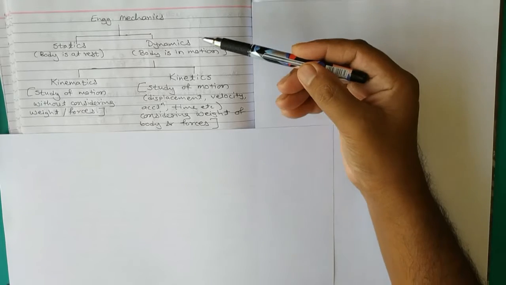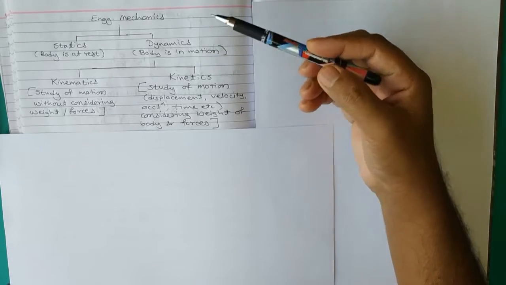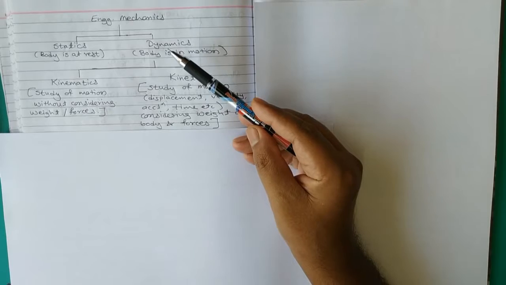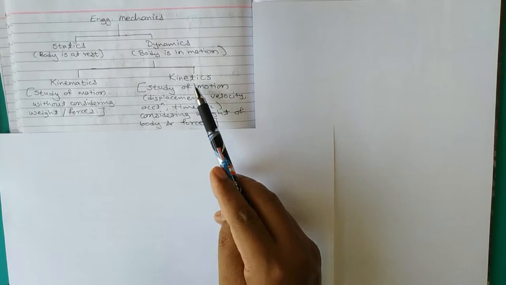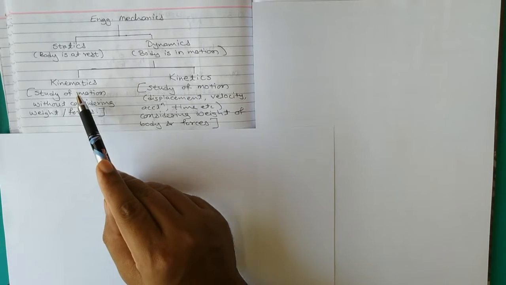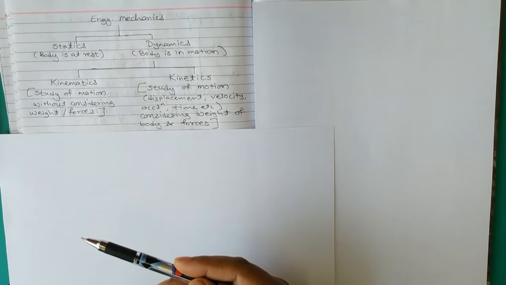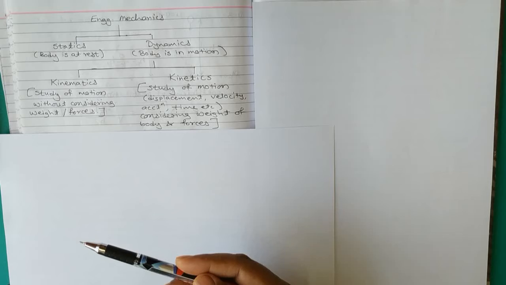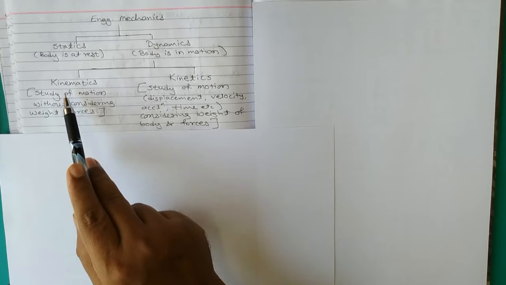So that part of engineering mechanics is referred to as dynamics, where the body will always be in motion. The branch dynamics of mechanics is further divided into two sub-branches, kinematics and kinetics. In kinematics, we are going to study purely only the motion of the body. We are not going to consider how much is the weight of the body or what are the forces applied on the body while the body is in motion. So we are purely going to study only motion of the body in kinematics.